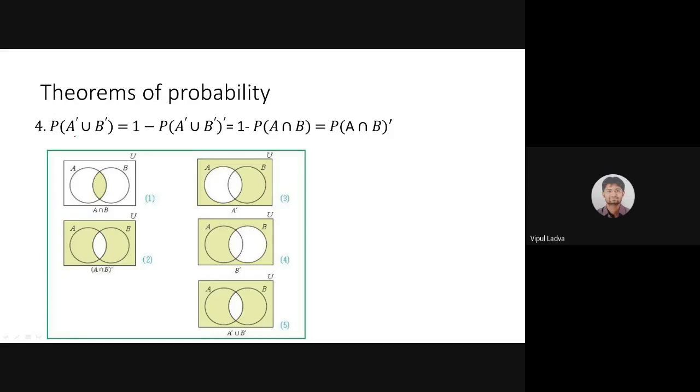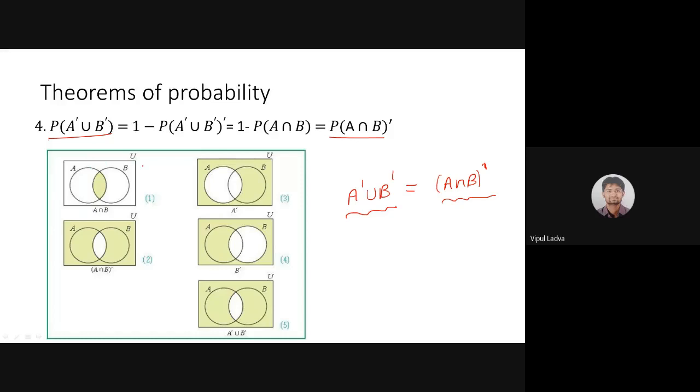Okay, let me explain. We want to prove that A dash union B dash, right now we are using this diagram, is equal to the complement of A intersection B, that means (A intersection B) dash. If I'm able to prove that both these events are equal, then the probability of both will be the same. अगर ये दोनों event equal हैं तो उसकी probability भी same ही होगी. So initially we want to prove that both these sets are the same.